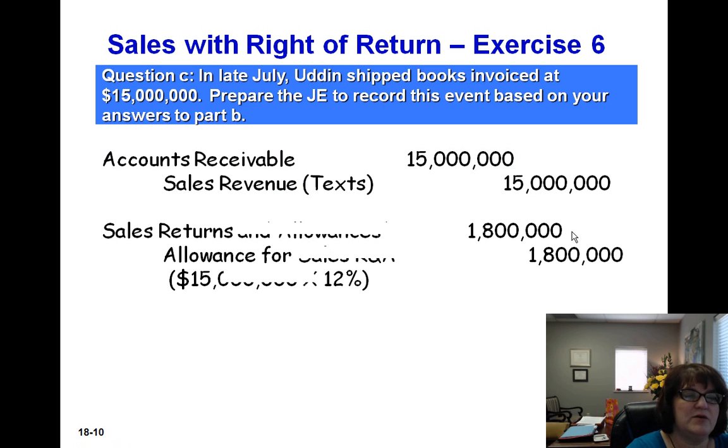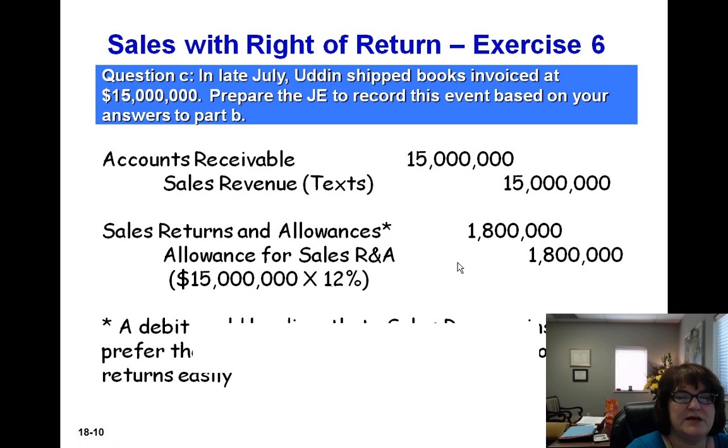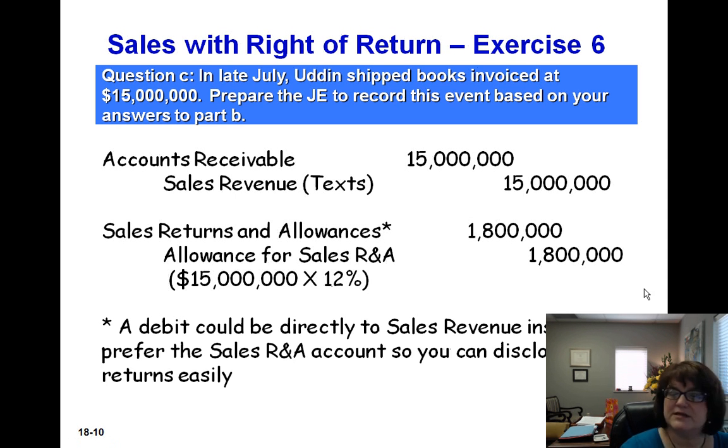Concurrently with that, though, we are going to debit sales returns and allowances for $1.8 million. That's the 12% that we think will come back to us. And we're going to credit the allowance for sales returns and allowances for $1.8 million. Notice the asterisk here. You could, and some companies do, just debit that directly to sales revenue.